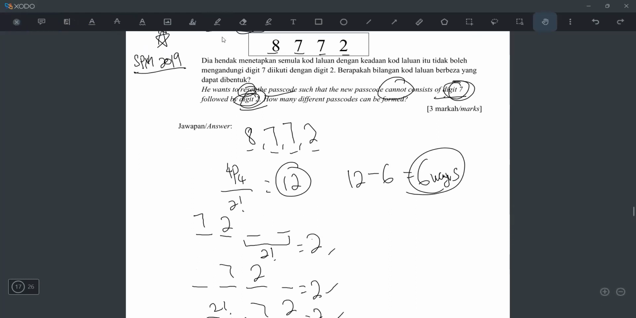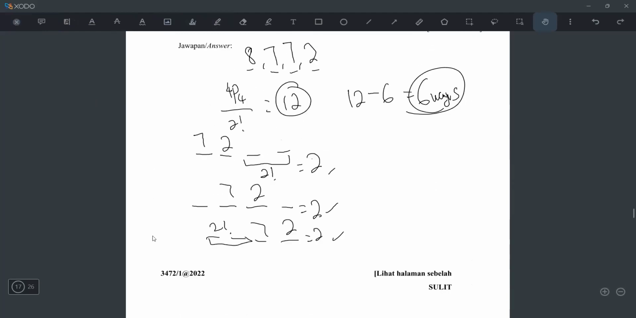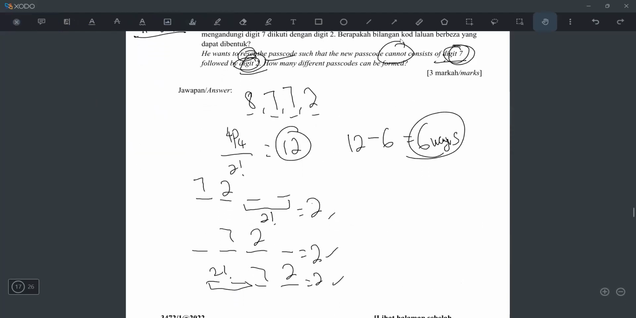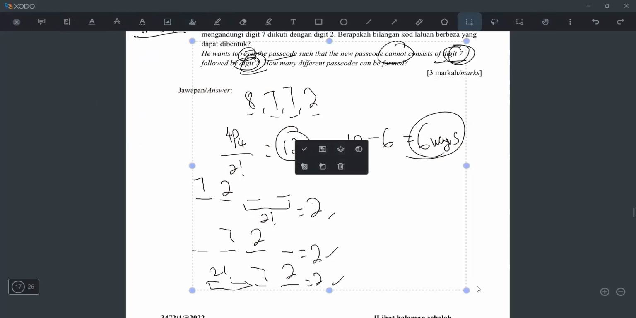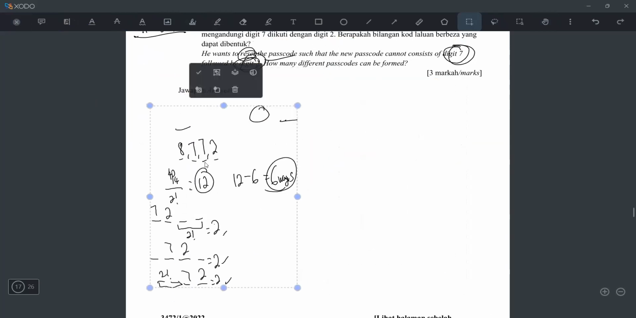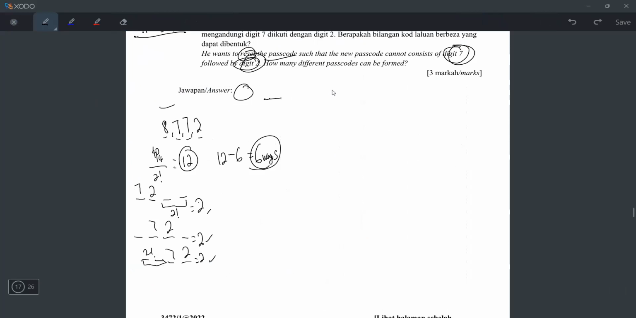So let's list it down. What are the 12 possibilities of the passcode? Okay, where should I write? Not enough space already. Let's make this smaller and then I will explain using a way that's easier to understand. Let's put it here. Since it's 8772, we can just list down all the 12 ways to arrange. So we have 8772, 8727, what else? 8277, right?